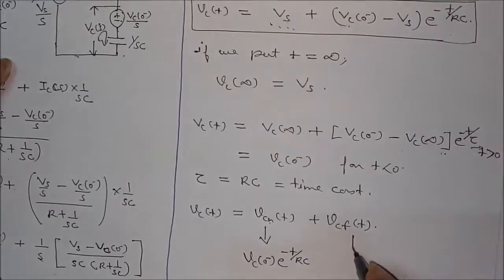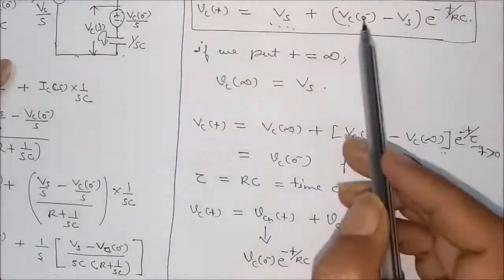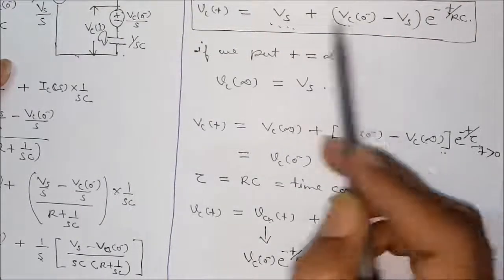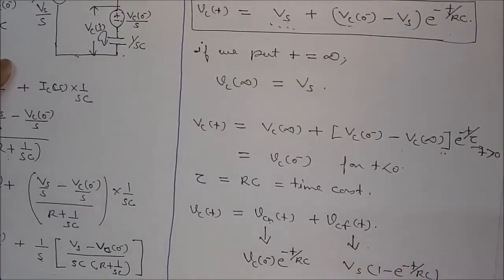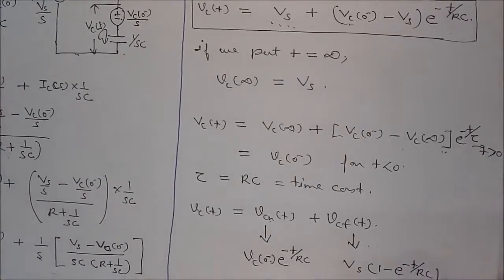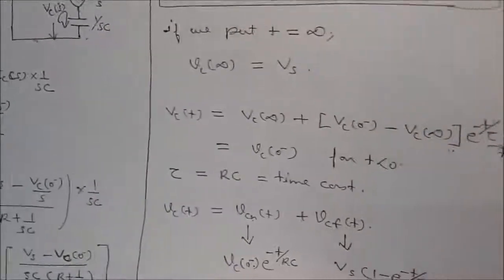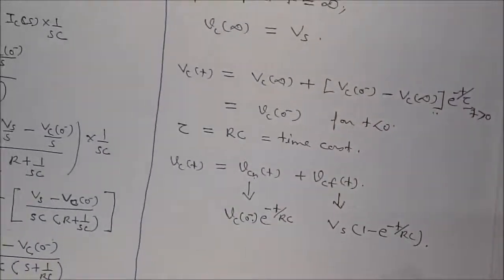Similarly, the forced response means when the initial conditions are 0. If that is 0, what you will get is Vs bracket 1 minus e to the power minus t by RC. So this one is the forced response and that one is the natural response. Is it okay? Now I'm going to make some cases in this system.